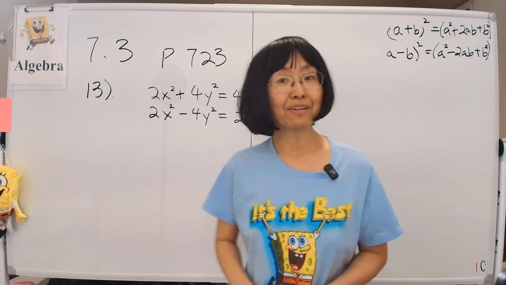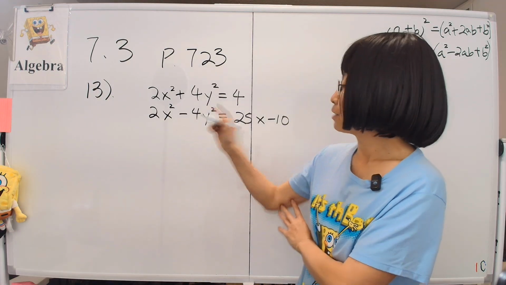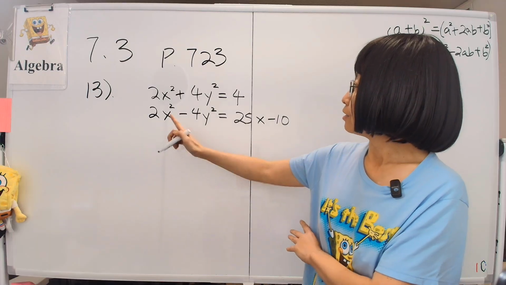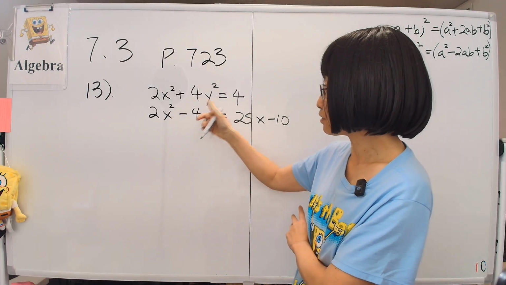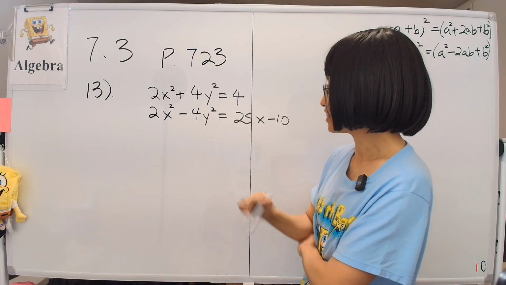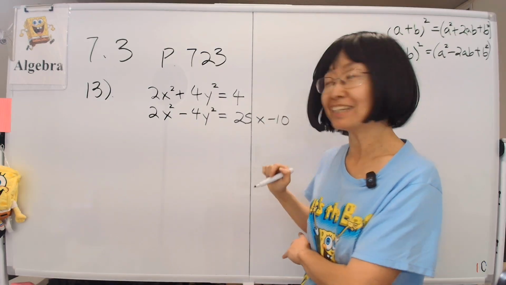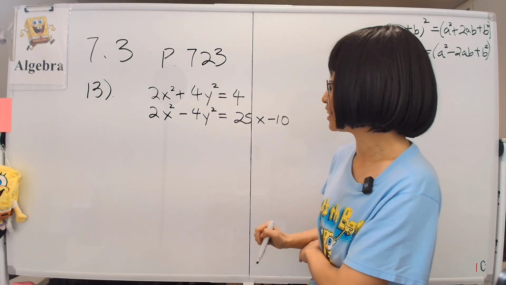Now that you're done with homework, let's do problem 13. Problem 13 is a very convenient problem. You see, there's a plus 4y squared and a minus 4y squared, nicely and conveniently lined up for us. So let's just add these two things up, okay?